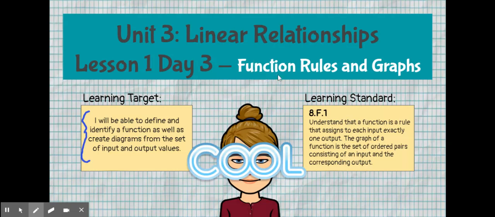But today, we're going to look at function rules and what the rules or laws need to look like to be or not to be a function, as well as the graphs. How do we tell if a graph is a function or not? As well as create diagrams. So we started with mapping diagrams, and now we're going to move into more tables and graphs, which are still types of diagrams to put our input and output values together.